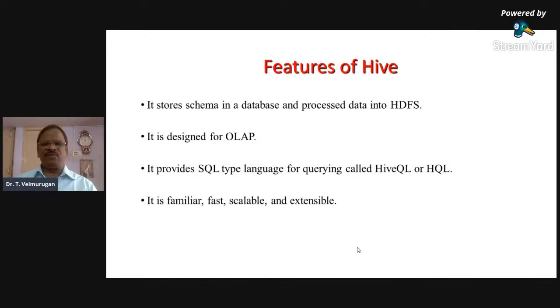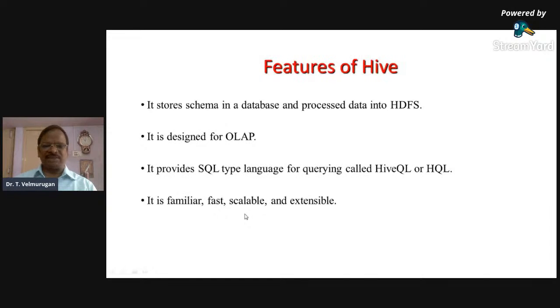Then what are the features of Hive? It stores a schema in a database and processes the data in HDFS. Schema-oriented information is processed and created. It is designed for OLAP, not for OLTP. Not for OLTP, it is designed for OLAP. It provides a SQL-type language for querying called HiveQL or HQL. SQL-like languages are used for the purpose of querying using HiveQL or HQL.